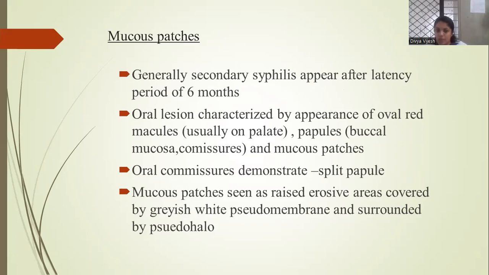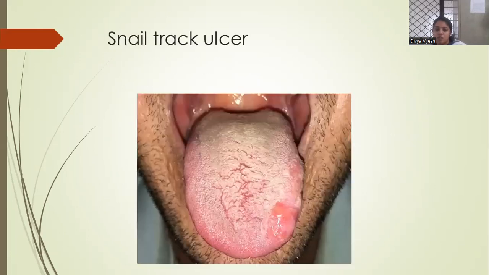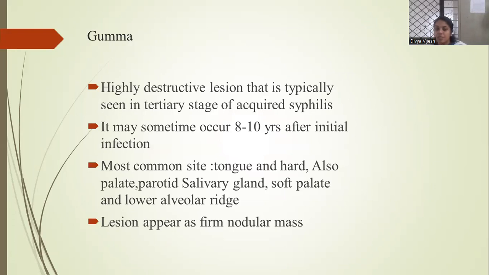And coming to mucous patches, it's generally associated with secondary syphilis, a lesion characterized by appearance of oval red macules, papules, and mucous patches. And at the oral commissure, it shows split papule. Mucous patches are seen as raised erosive areas covered by grayish-white pseudomembrane and surrounded by a pseudo-halo. So, in secondary syphilis, you can see this mucous patch. Okay, and also you have to write about the split papule. Okay. In snail track ulcer, and in tertiary syphilis, you can see the gumma.